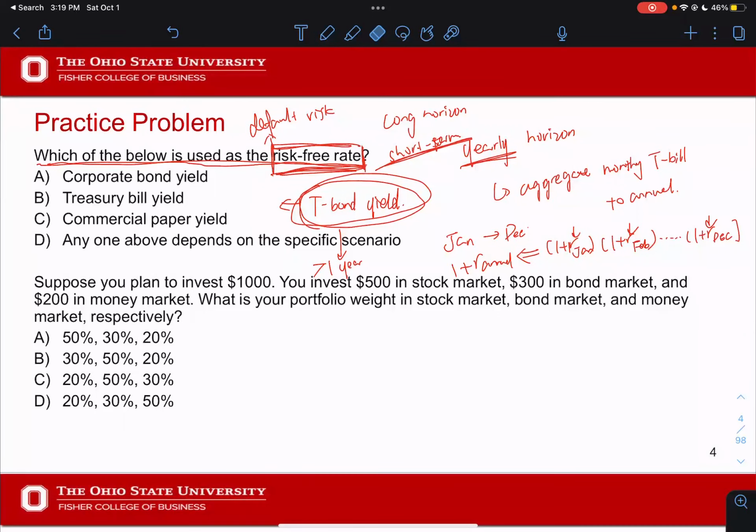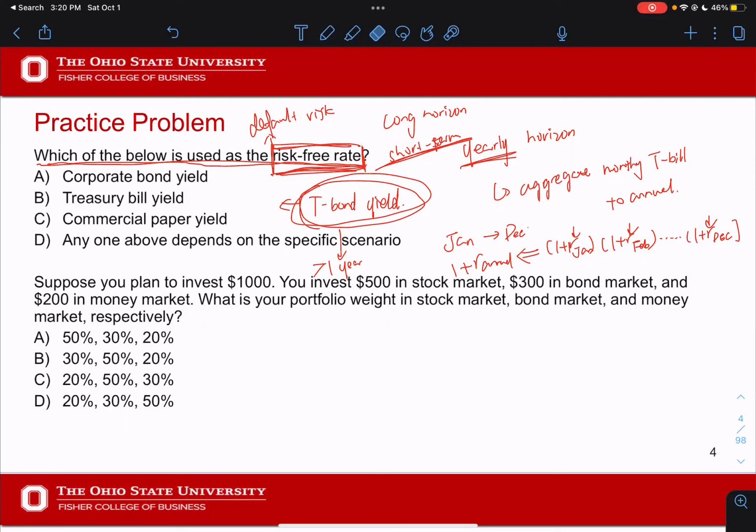But I agree there might be some ambiguity going on. And in reality, sometimes people use treasury bill, sometimes people use treasury bond. And especially in my own research, I use treasury bill. I don't use treasury bond. So might be some ambiguity going on in the middle.